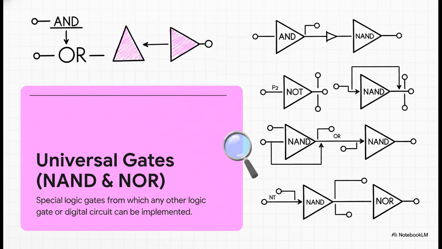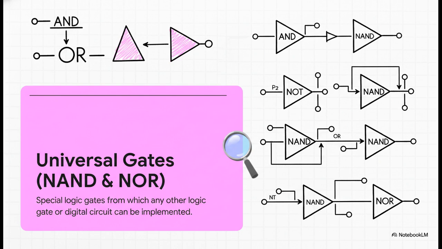But then, engineers took this idea of efficiency even further. They came up with this absolutely brilliant concept, universal gates. Meet the NAND gate, which is just an AND gate followed by a NOT, and the NOR gate, an OR followed by a NOT. Now here's the amazing part. You can build any logic circuit you want using only NAND gates, or only NOR gates.